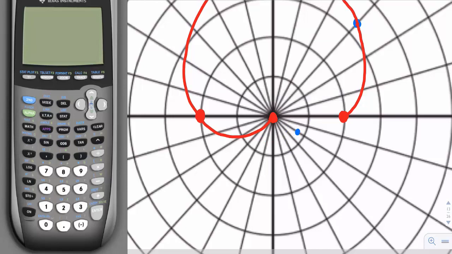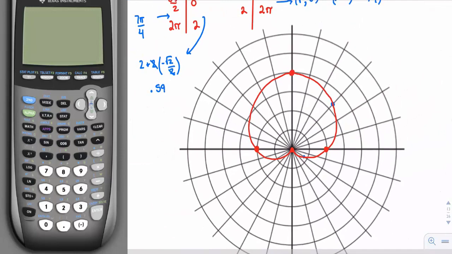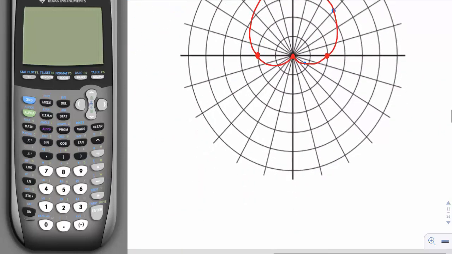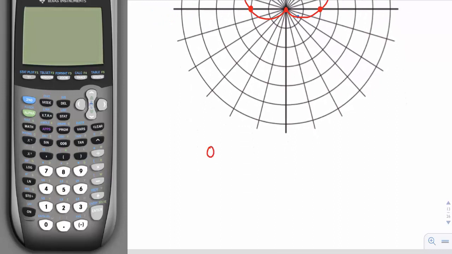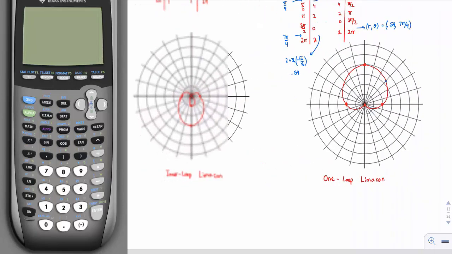So it looks like the curve that we have is going to hit that point and bounce off of it and take you back to where you started. So that is your next graph, which is a one loop limacon. It's got a name. And as I said, there are more.